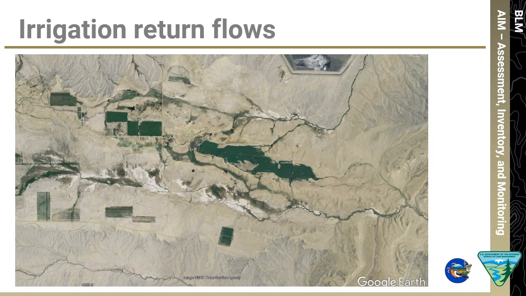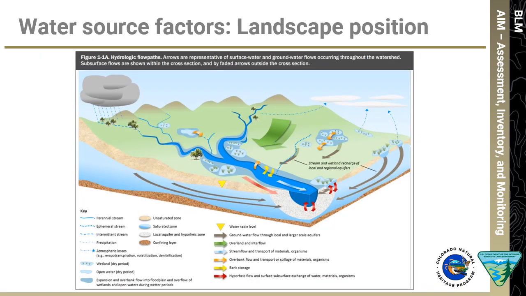When thinking about water sources, it can be helpful to consider the physical setting of the wetland at the watershed scale. The position of a wetland on the landscape influences the source and movement of water within a wetland.